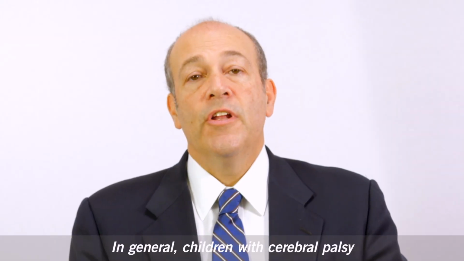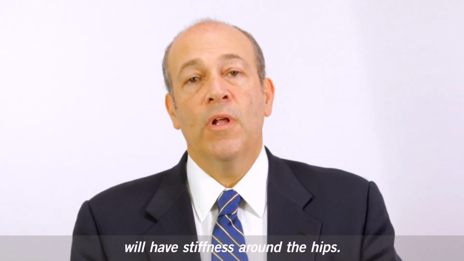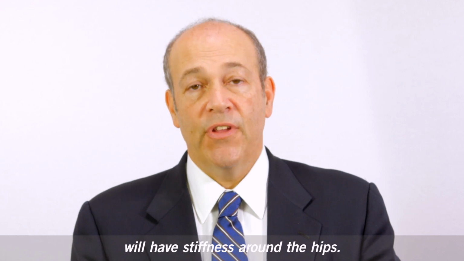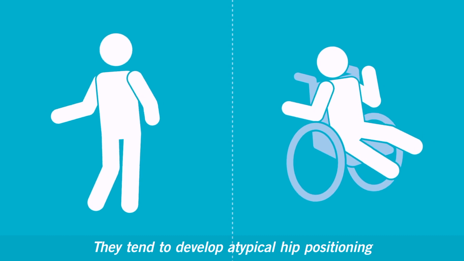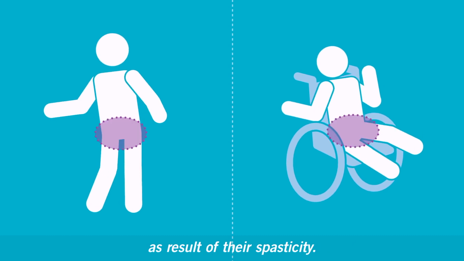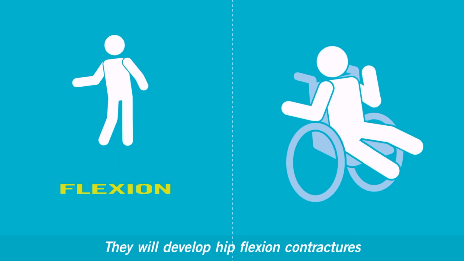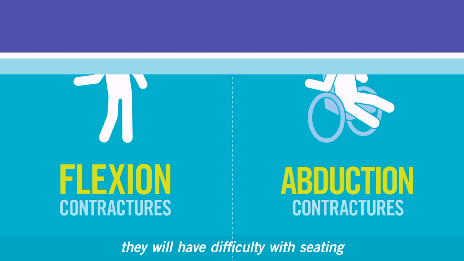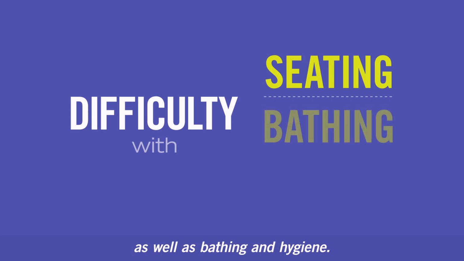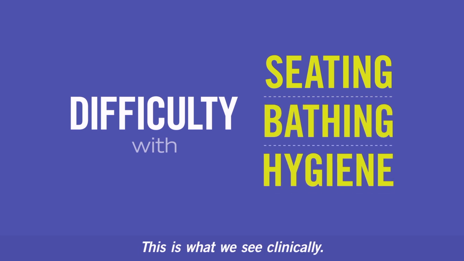In general, children with cerebral palsy will have stiffness around the hips, and they tend to develop a typical hip positioning as a result of their spasticity. They will develop hip flexion contractures, adduction contractures, and they will have difficulty with seating as well as bathing and hygiene. This is what we see clinically.